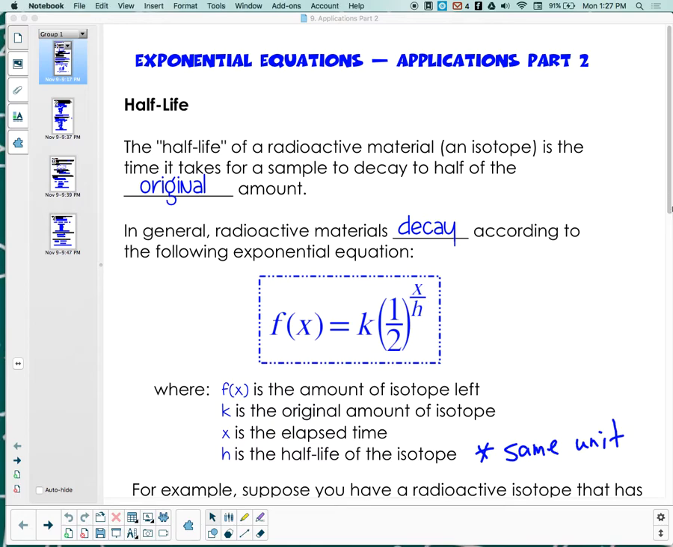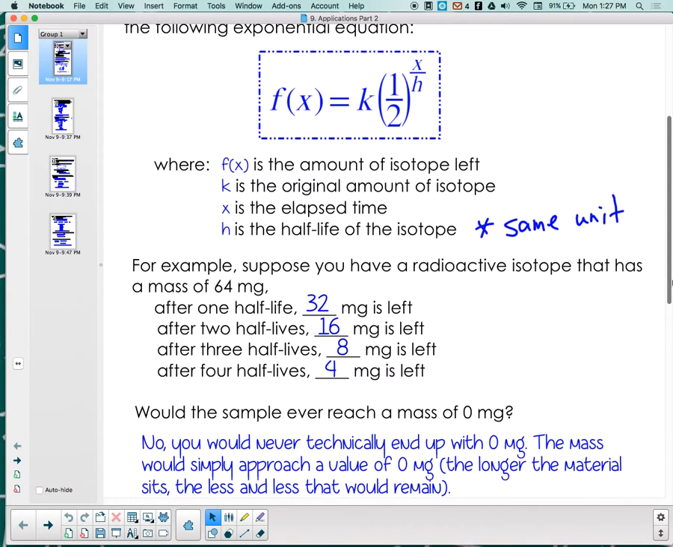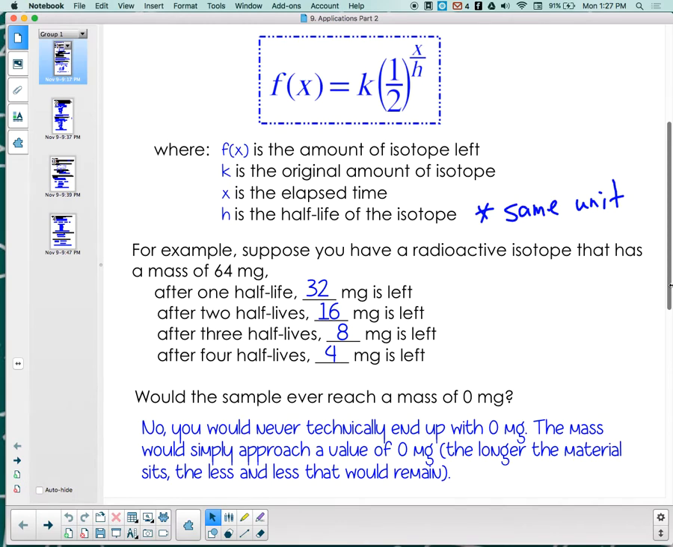Let's do an example. If you had 64 milligrams of a substance, and there's no half-life given here, so after one half-life, it's decreasing by a half every time. After one half-life, 32 milligrams will be left. After two half-lives, we're down to 16. After three, we're down to 8, and so on. It's the amount of time it takes for a substance to become half of its size.